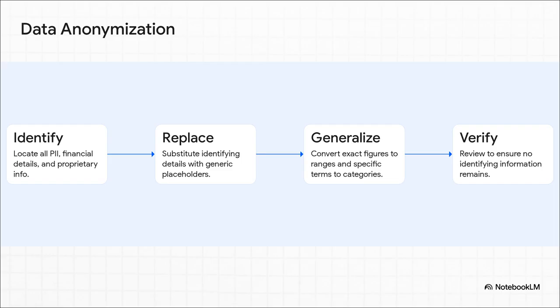That's why we walked through that practical 4-step technique for anonymizing data: identifying those sensitive bits, replacing them, generalizing the specifics, and then double-checking your work to make sure it's safe to use with any AI tool.